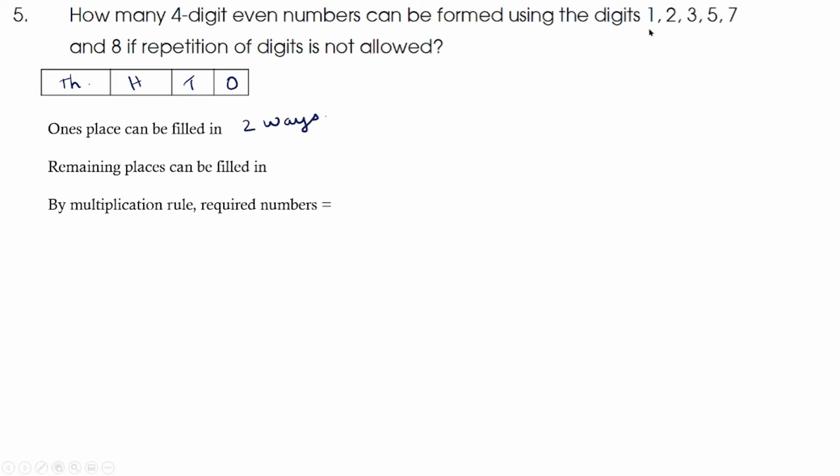The remaining digits will be 5 digits, and the remaining places are 3. So the remaining places can be filled in 5P3 ways. So by multiplication rule, the required numbers will be 2 into 5P3. So it is 2 into 5 into 4 into 3. So this is equal to 2 into 60, so it is 120.